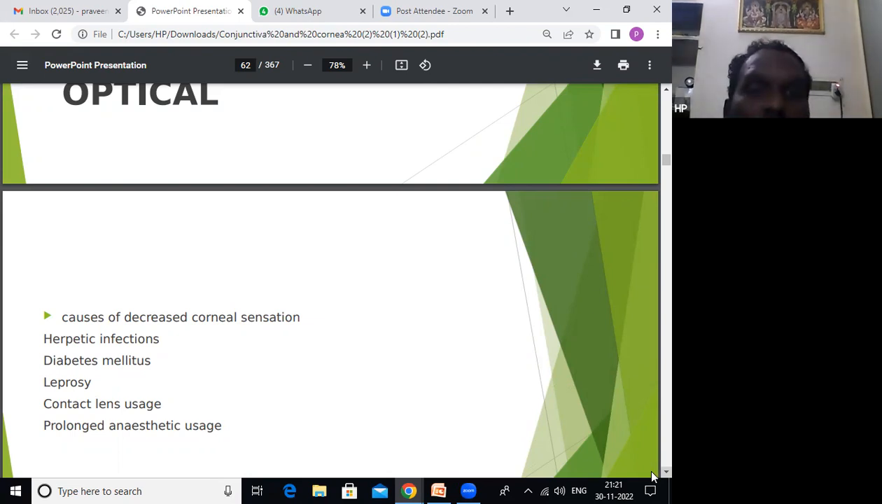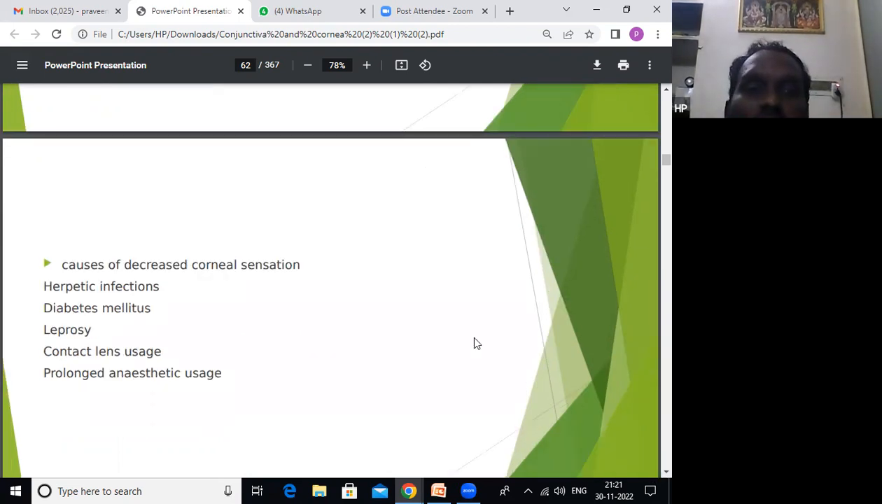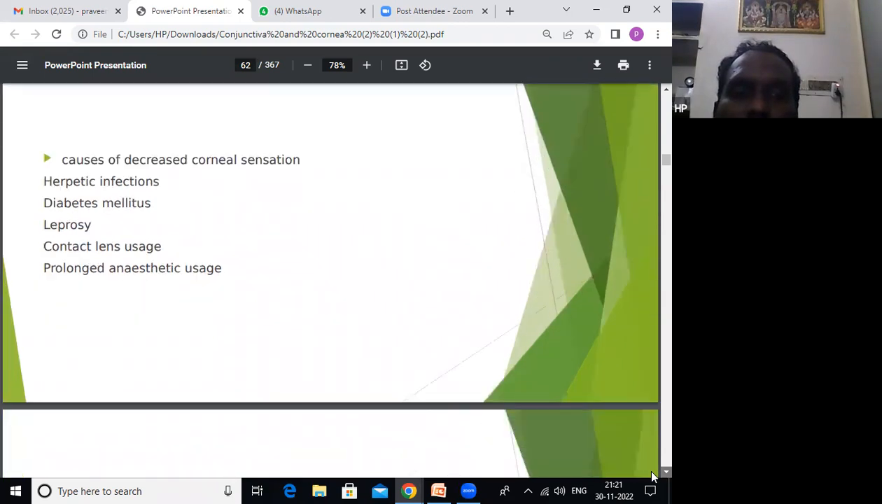Okay. Then you've got causes of decreased corneal sensation. The slide is important. The common causes of decreased corneal sensation are herpes, diabetes mellitus, leprosy, contact lens usage for prolonged periods, and prolonged anesthetic usage. So the question is: corneal sensations are not decreased in one of the following.